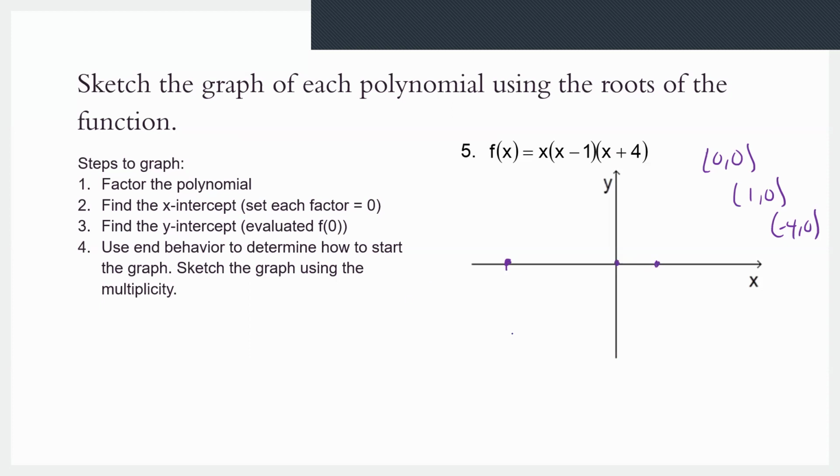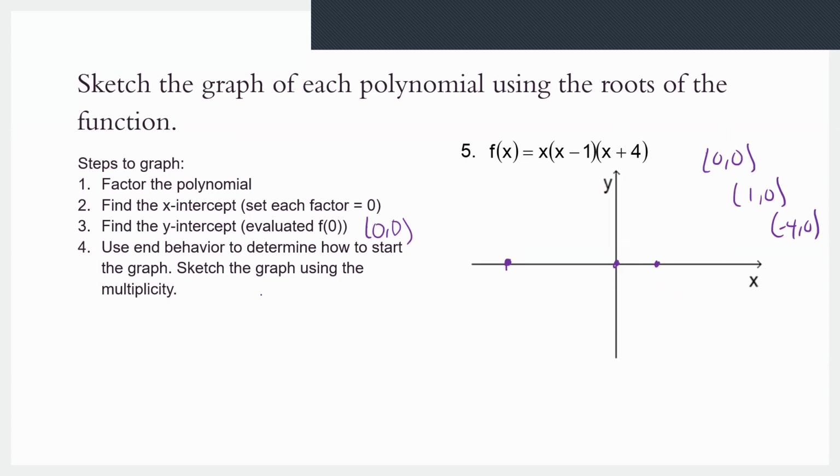Easy enough. Okay, the third step is to find your y-intercept. Your y-intercept simply comes from plugging in 0 to the function. If I plug 0 in for x, what is this going to equal? 0. If I'm already at the origin, that means my y-intercept is already at the origin as well. You could have multiple x-intercepts, but only one single y-intercept.